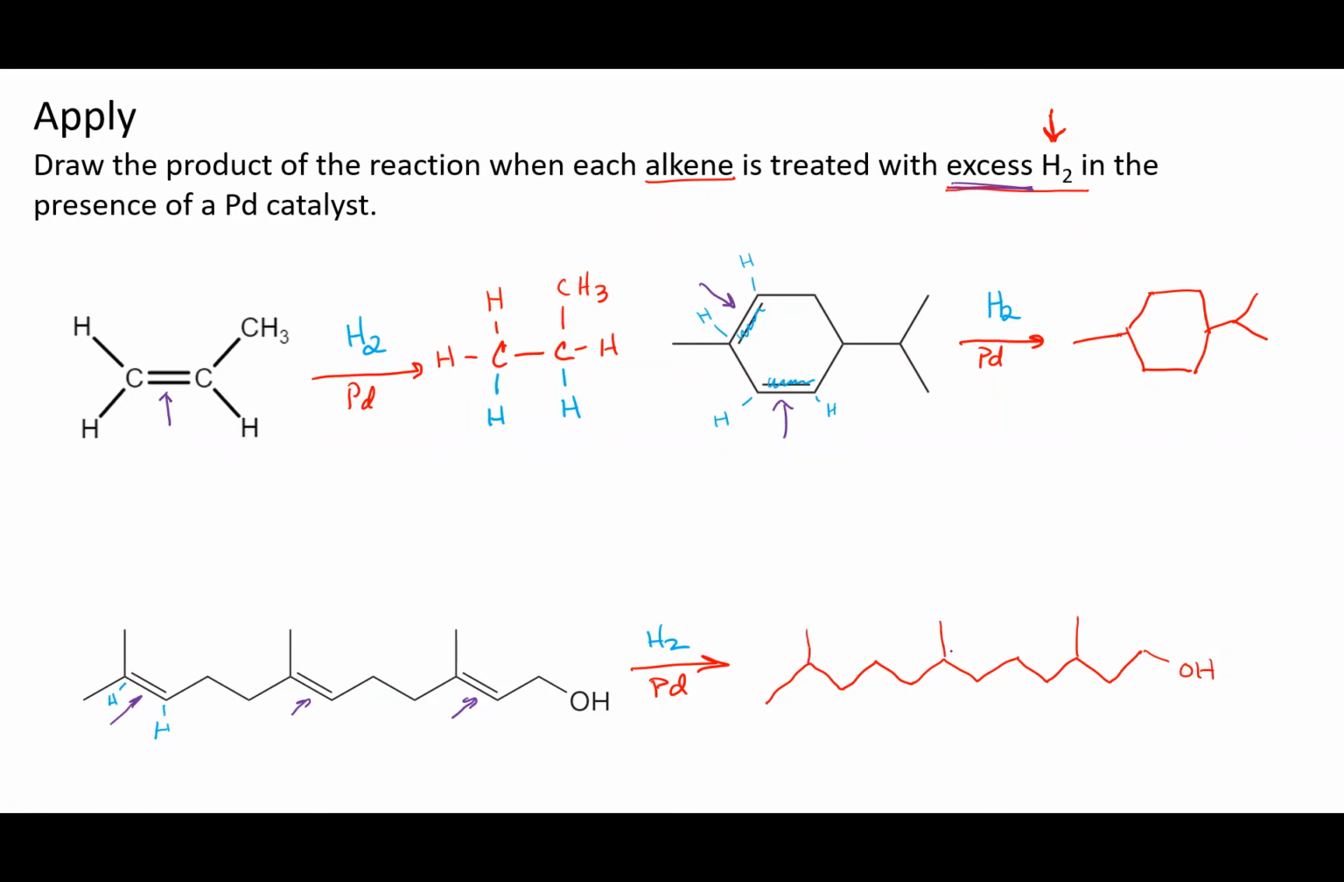And now all of my double bonds have disappeared because I have added hydrogens on both sides of that double bond and broken the double bond. Okay? And that is all there is to hydrogenation of alkenes. It just means you're going to break that double bond and you're going to add hydrogens to the two carbons that were involved in that double bond.